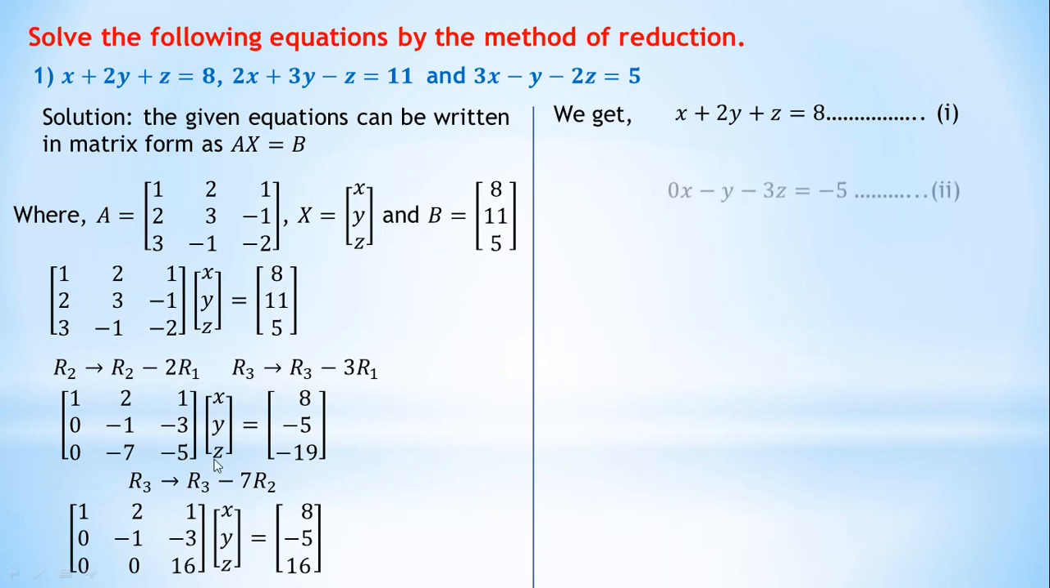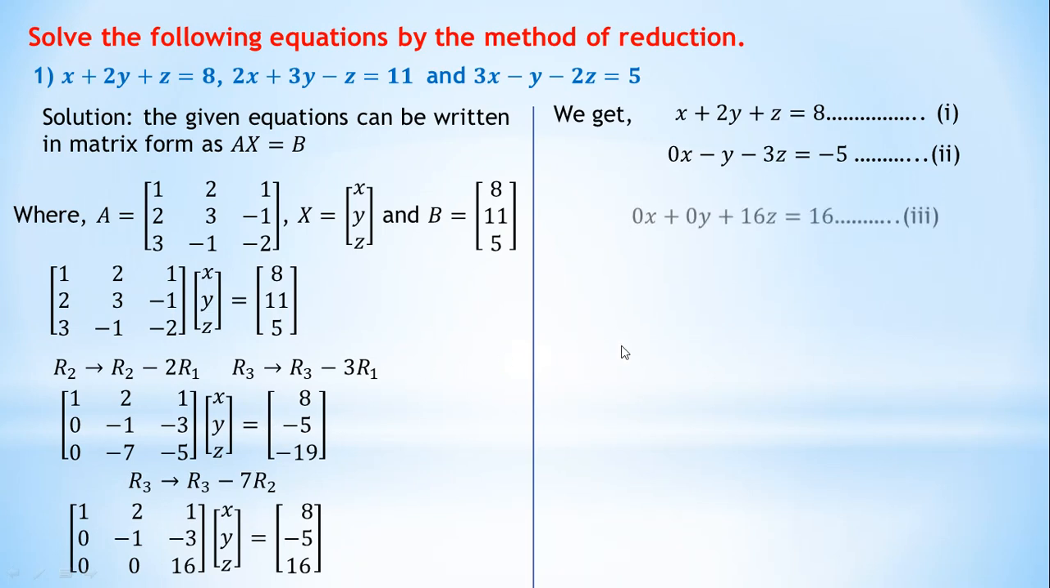Then see this, if you multiply the second row into this column, then 0x minus y minus 3z is equal to minus 5. See here carefully. And the third equation is 0x plus 0y plus 16z is equal to 16. So if you observe these three equations carefully, they are formed by this matrix form.